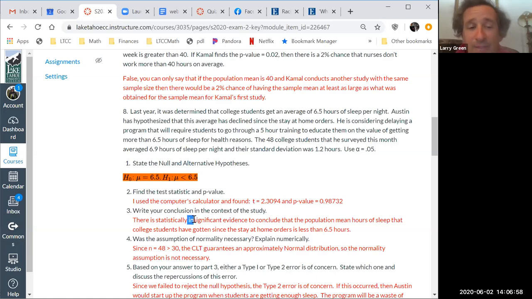Okay. By the way, if you didn't have those two letters in, I know it's just two letters, but that's a disaster because then you're actually coming up with the exact wrong thing. In terms of the real world, that's as bad as it could ever be, to come up with the exact wrong conclusion. So there's insignificant evidence to conclude that, and I require the words population mean. If you don't know the words population mean, I take off points. Just to let you know, that's going to continue on if we're talking about population mean. Hours of sleep that college students have gotten since stay-at-home orders is less than 6.5. Any questions?